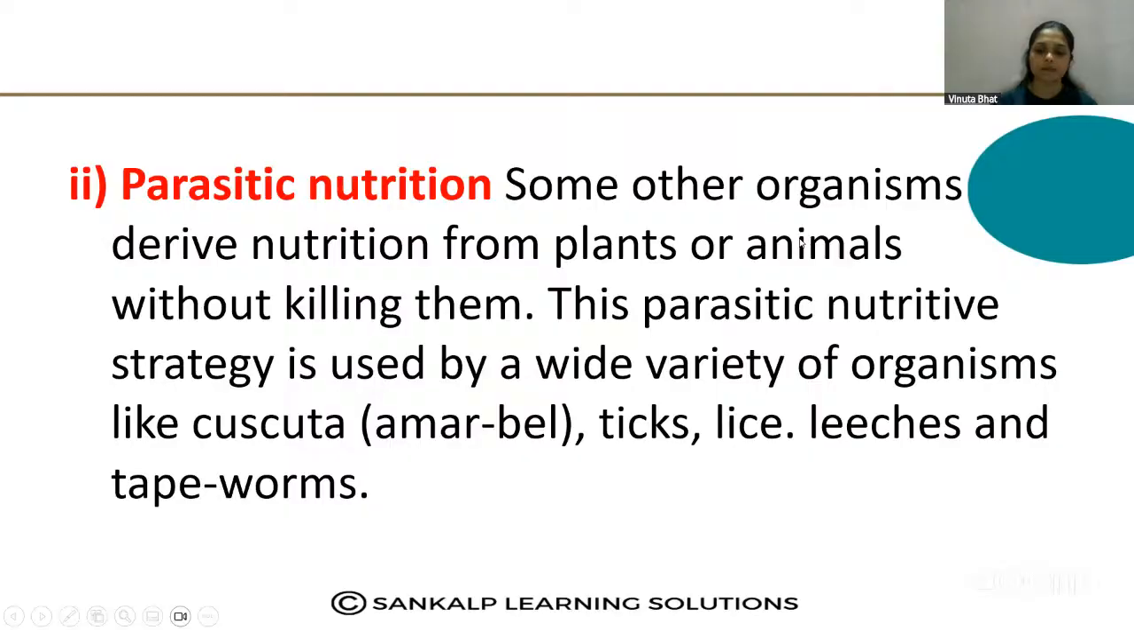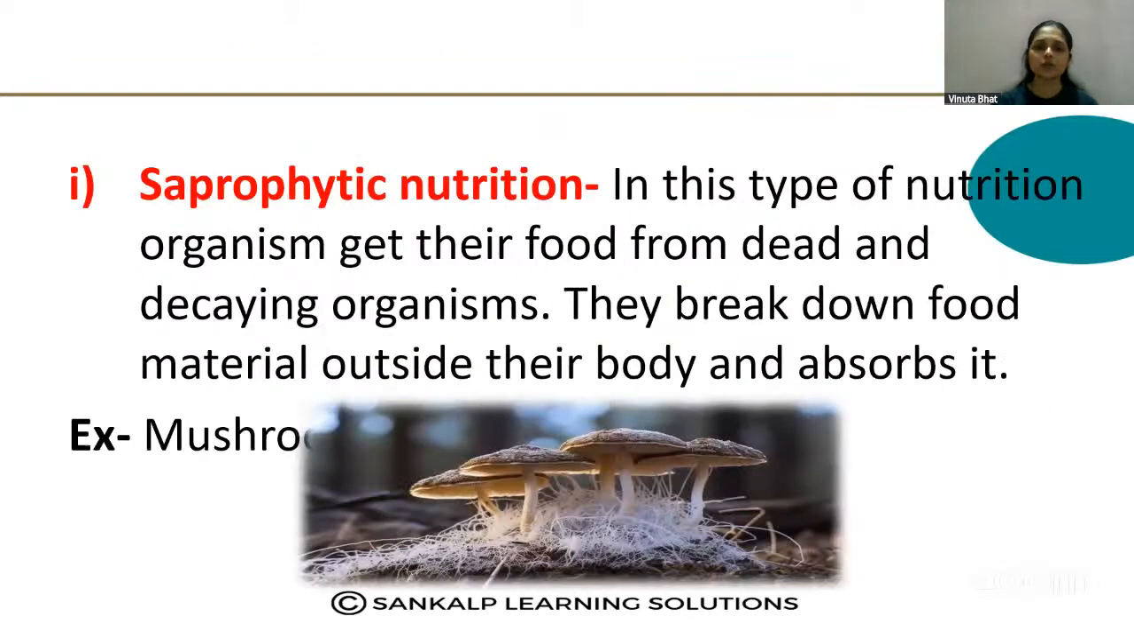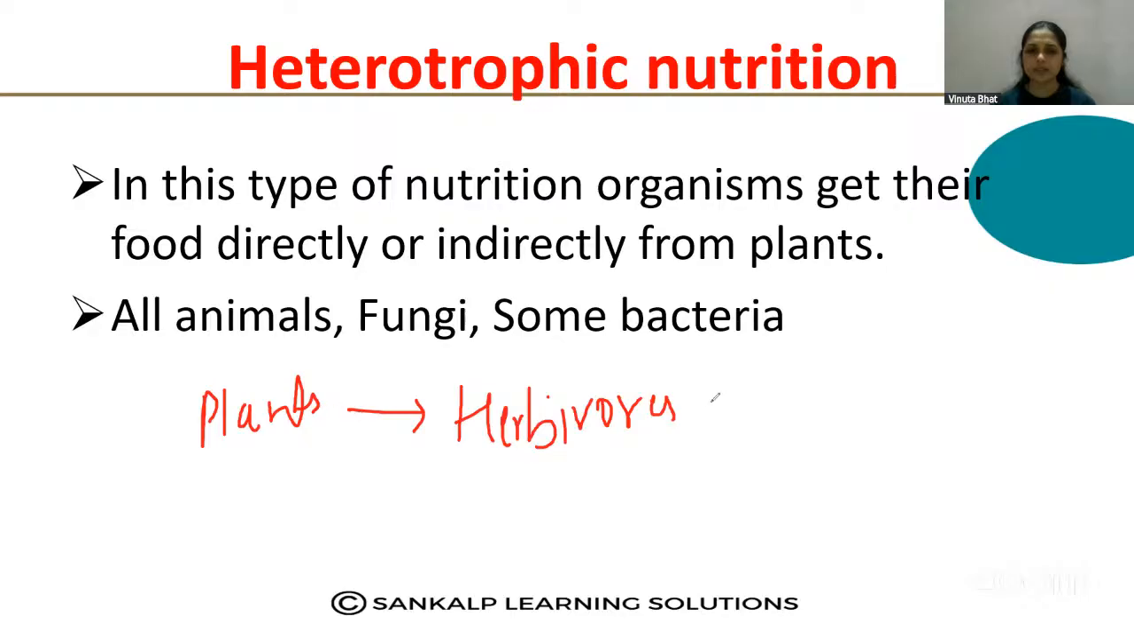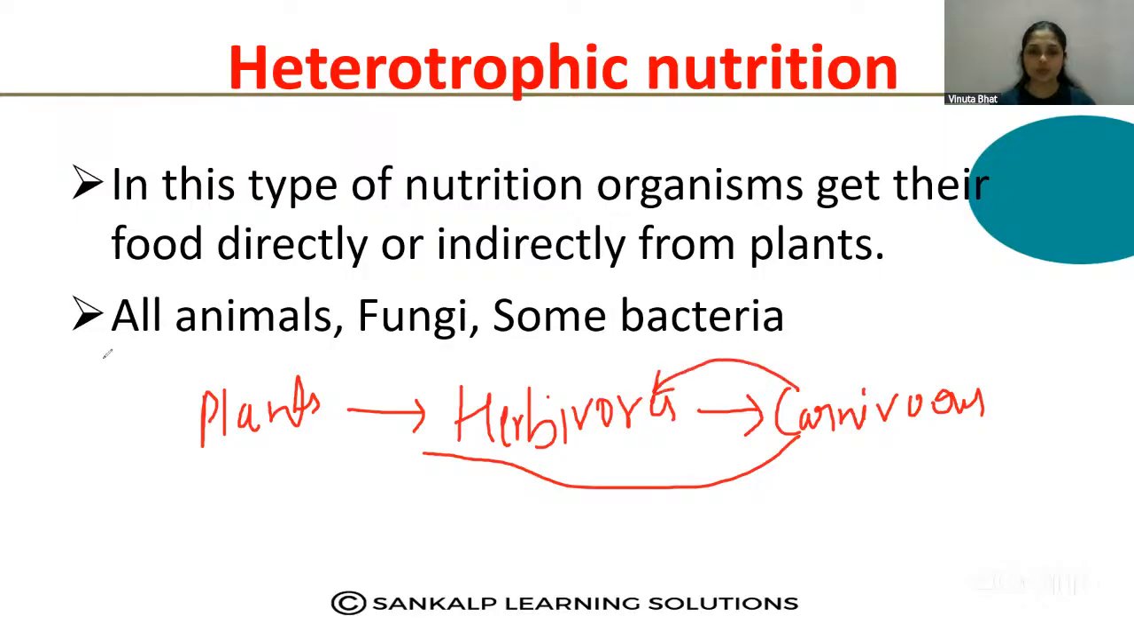So in this heterotrophic nutrition, you can find herbivores and carnivores. Here, plants are the autotrophs, and herbivores directly depend on the plants, and carnivores indirectly depend on the plants but directly depend on these herbivores. Okay, so this is also a heterotrophic type of nutrition.